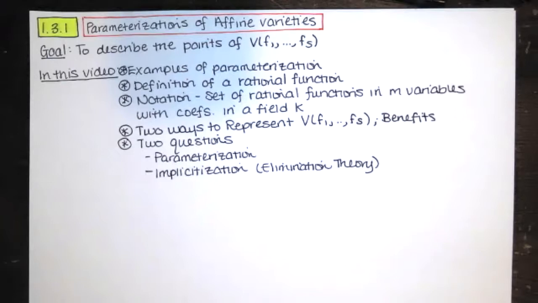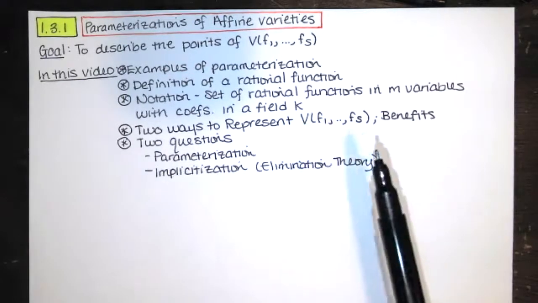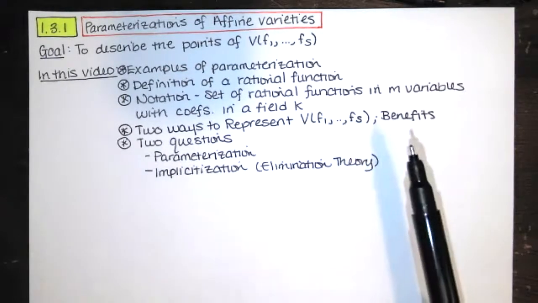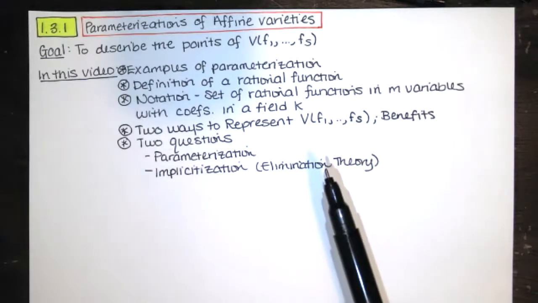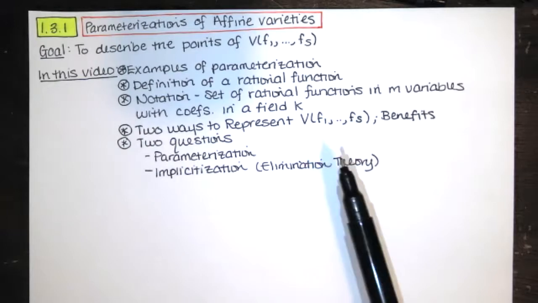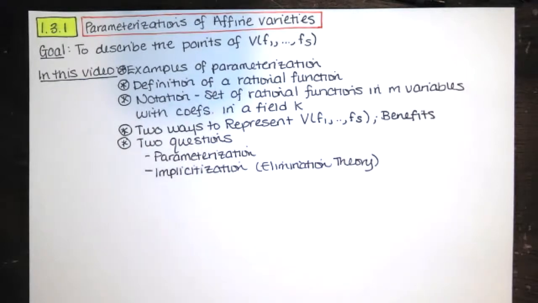And then we're going to talk about the two ways to represent V. And I bet you can already think of them. We can represent this affine variety V in terms of the original functions, f sub 1 through f sub s, just setting each of those equal to 0. We could represent V that way. Or we could define V parametrically, as we'll discuss. And we'll talk about the benefits of each of those representations.